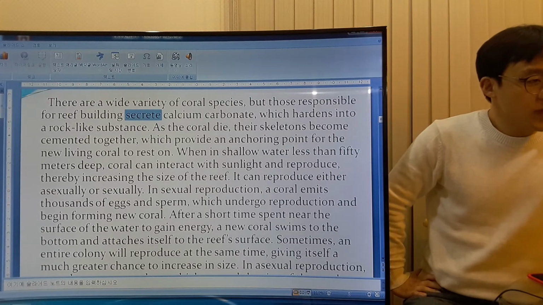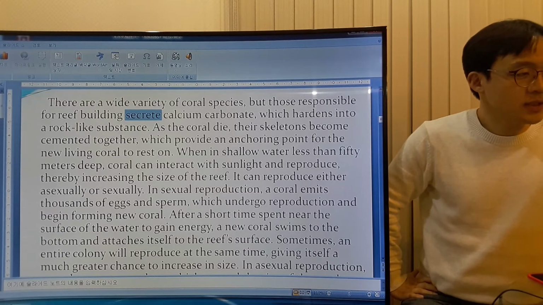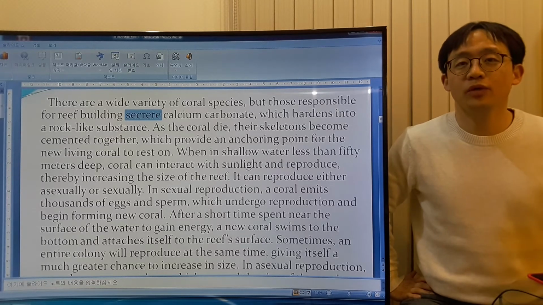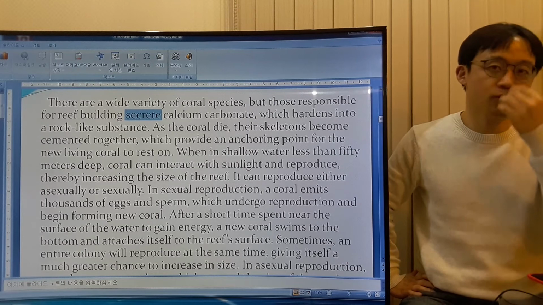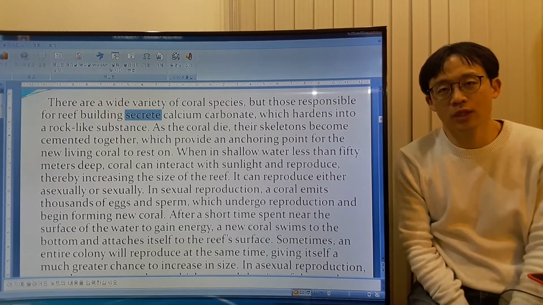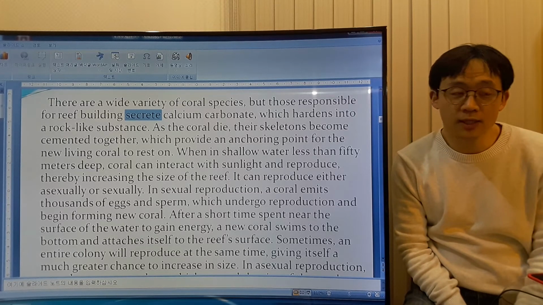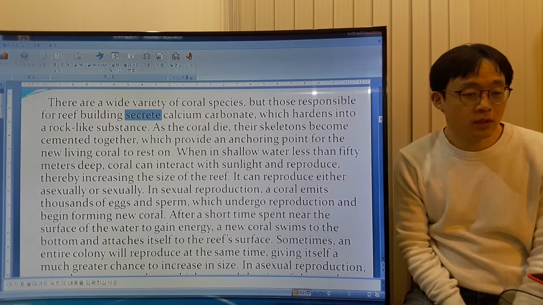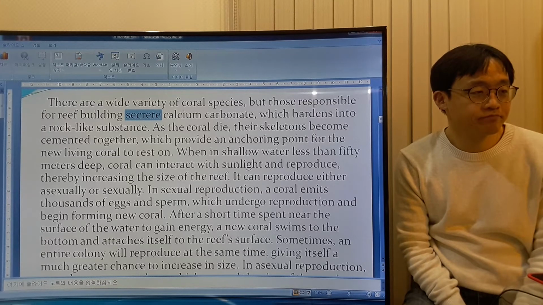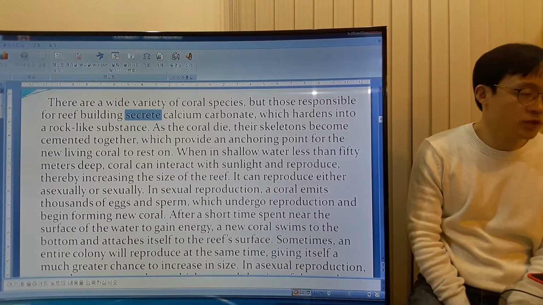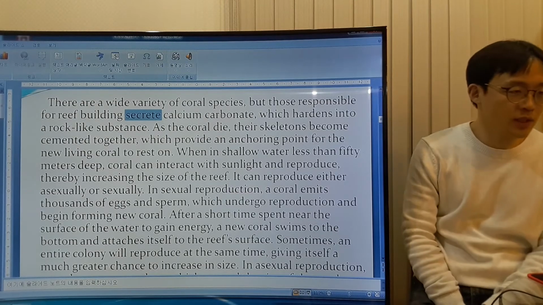When the coral die, their skeletons become cemented. They are covered with cement, and it gives an anchoring point for the new living coral to rest on. What's an anchor? An anchor is a hard hooked object that you throw from a boat into the water, joined to a chain, so that the boat doesn't leave its place. It stays there. So anchoring point means a fixed point, okay?